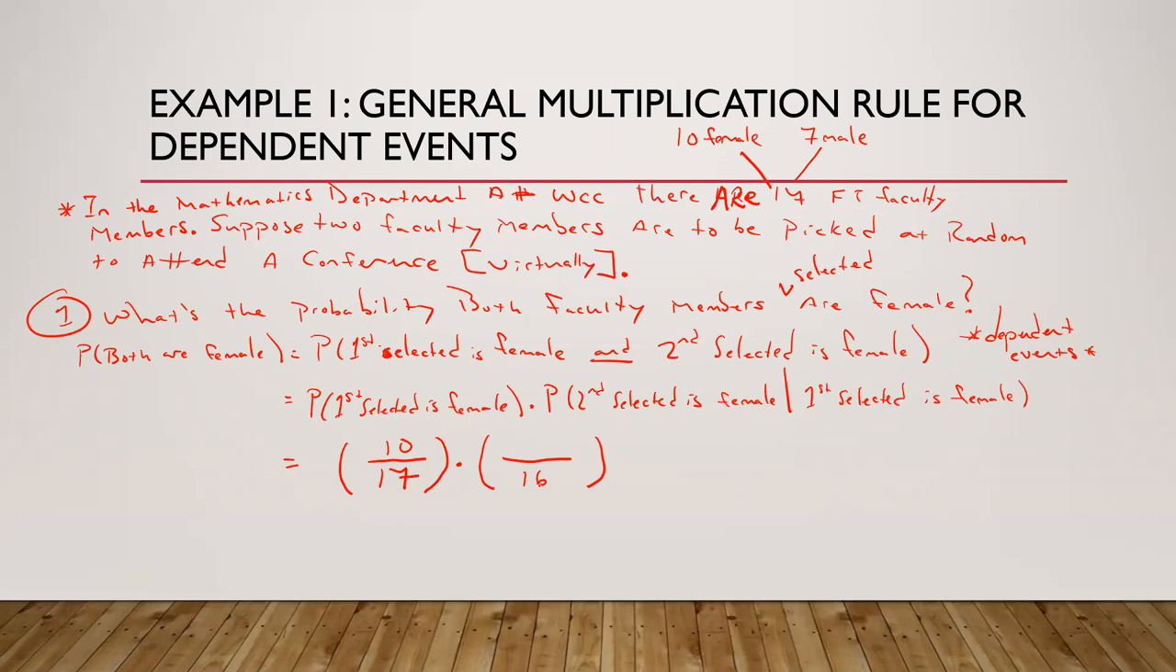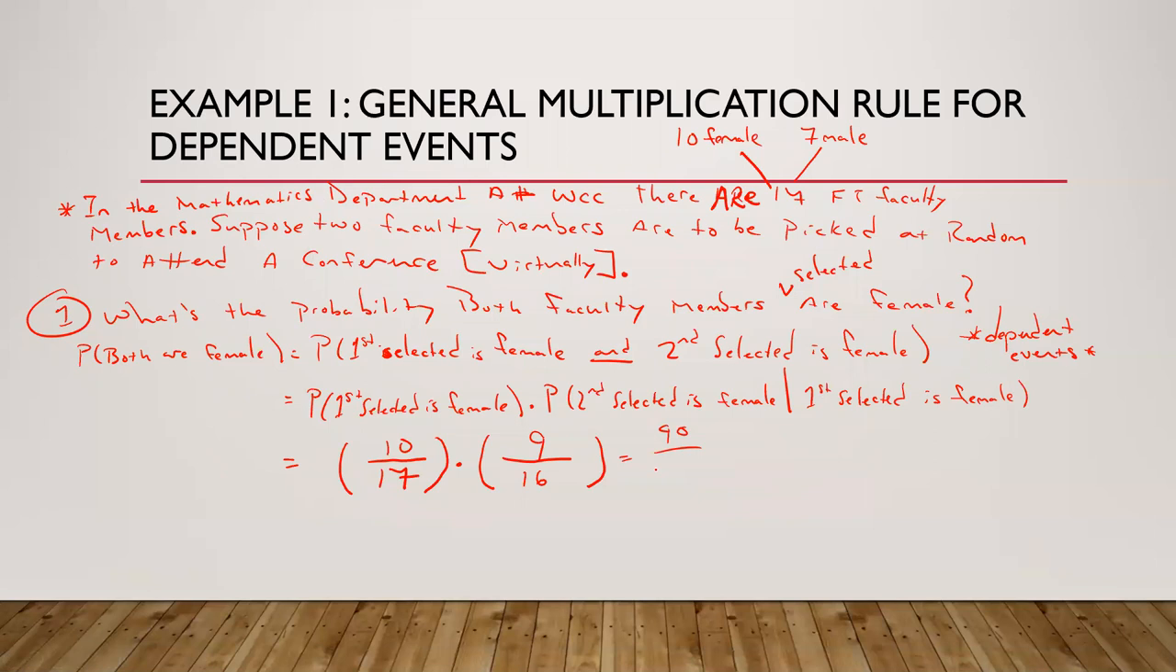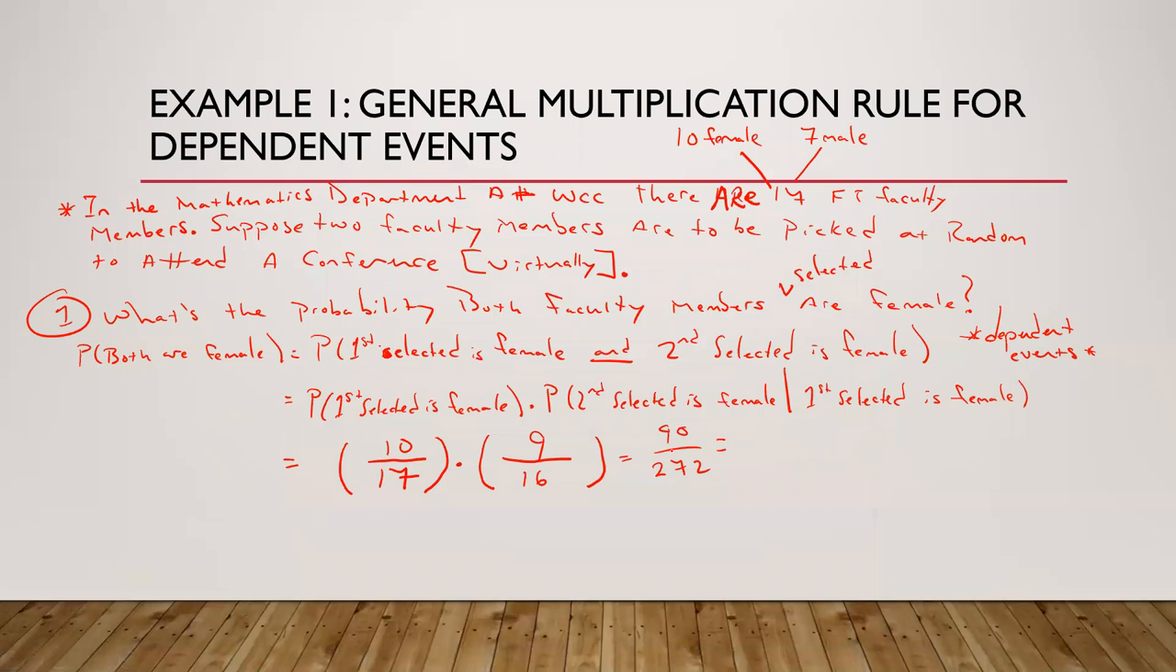And now how many total female faculty are there left to choose from? Yeah, just like that. So this is 90. 17 times 16 gets you 272. And then 90 divided by 272. So it's like a 33% chance here. Okay. So even though the formula looked kind of crazy, is it actually maybe not that bad? What do you guys think? Not bad, not that bad?